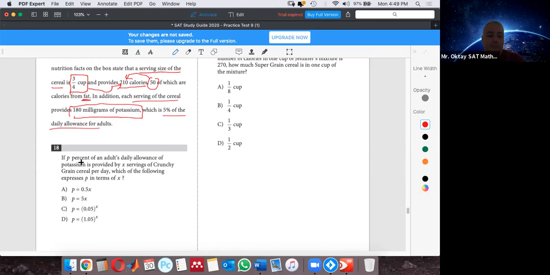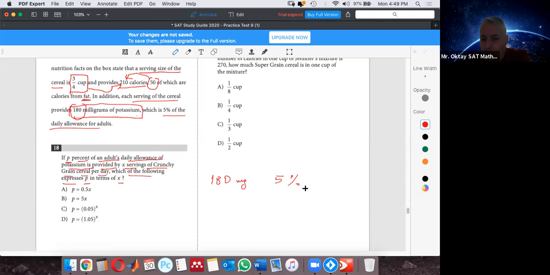Anyway, so now, if P% of an adult's daily allowance of potassium is provided by X servings of crunchy grain cereal per day, which of the following expresses P in terms of X? What is the relation between P and X? So actually it was here right at the end. It says that 180 milligrams of potassium is 5% of the daily allowance. So 180 milligrams is 5% of daily.